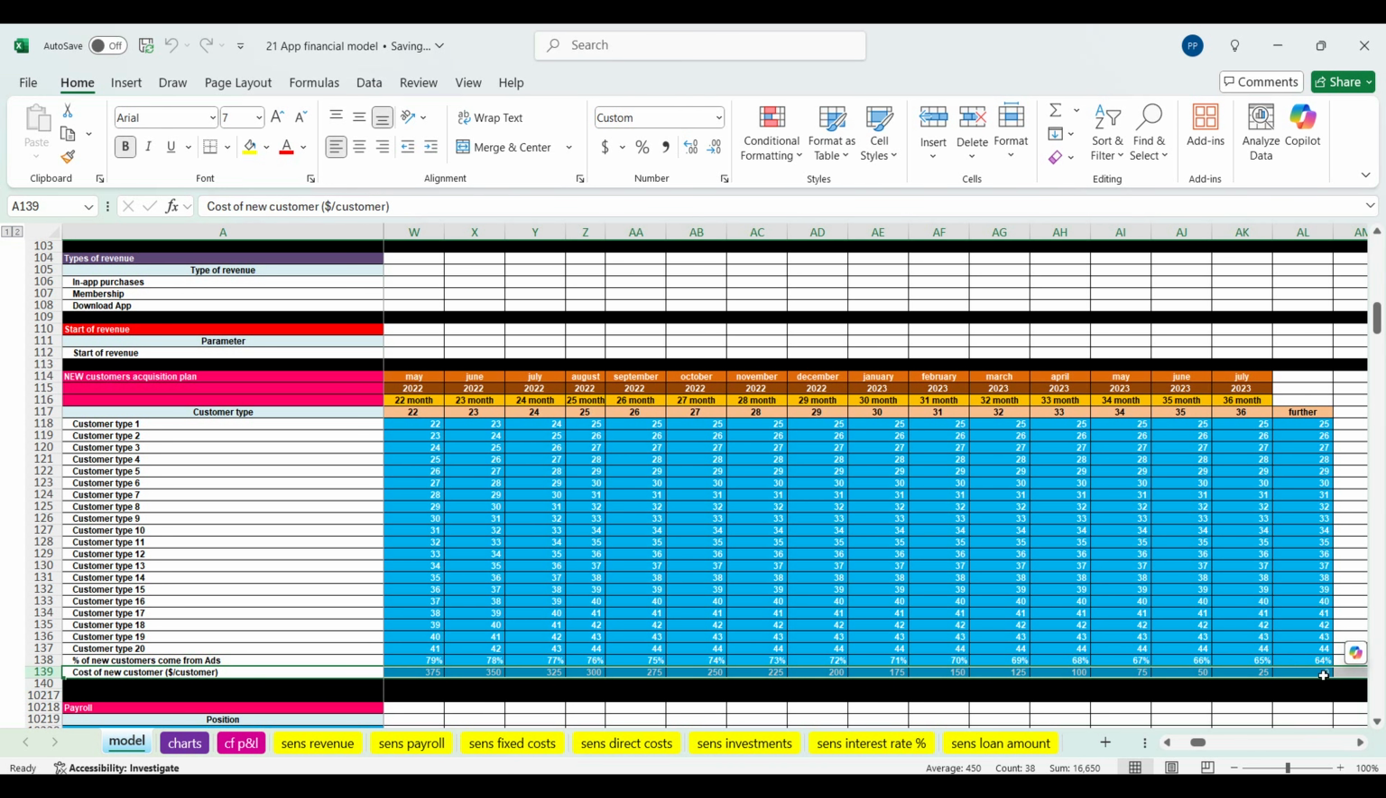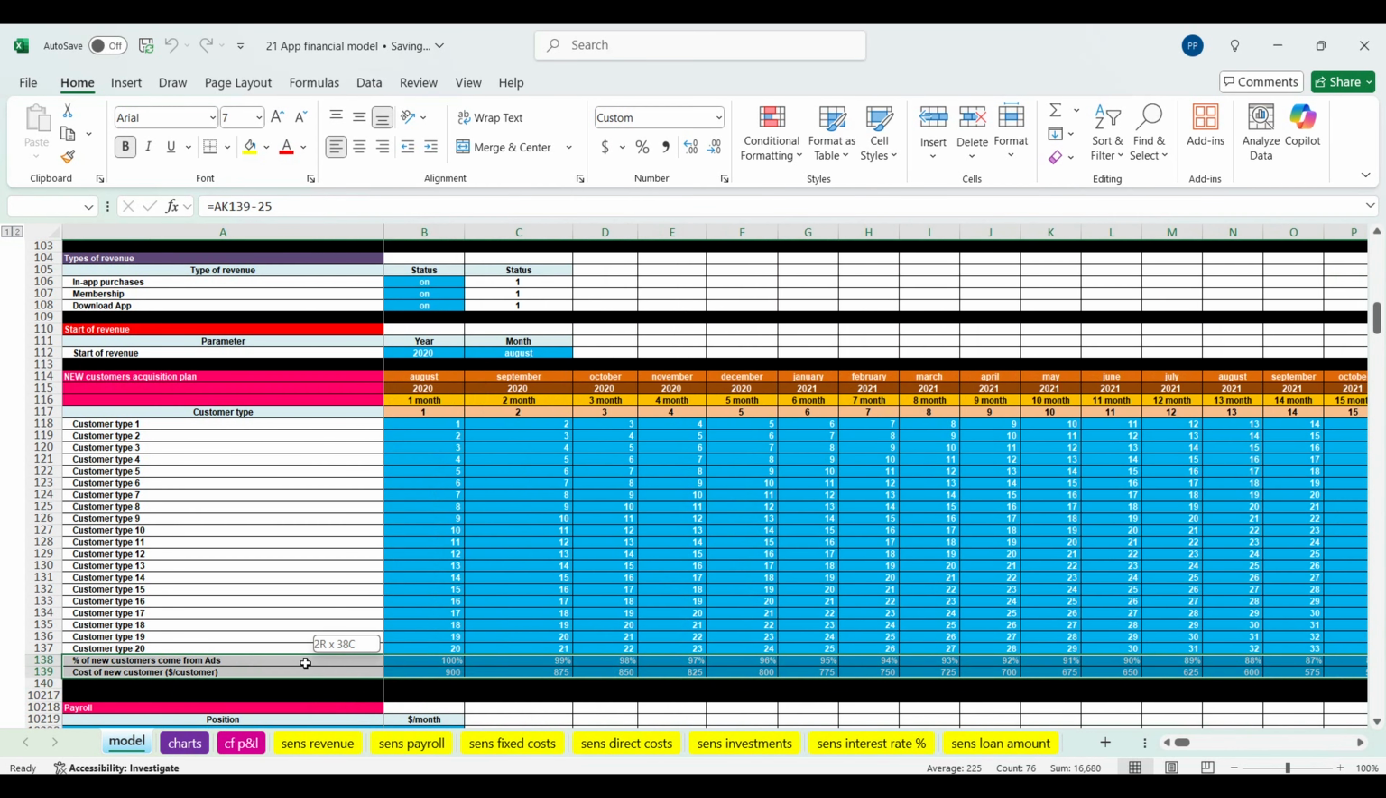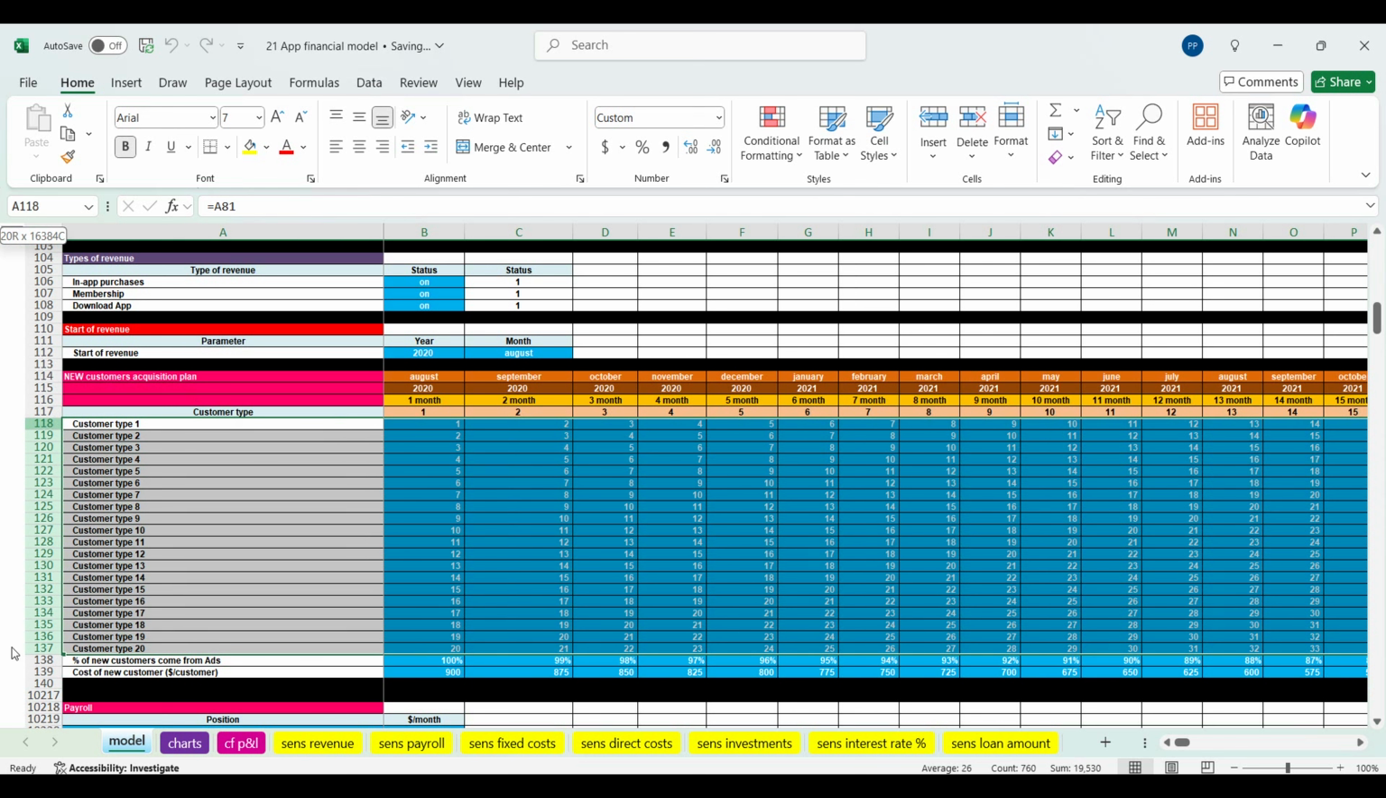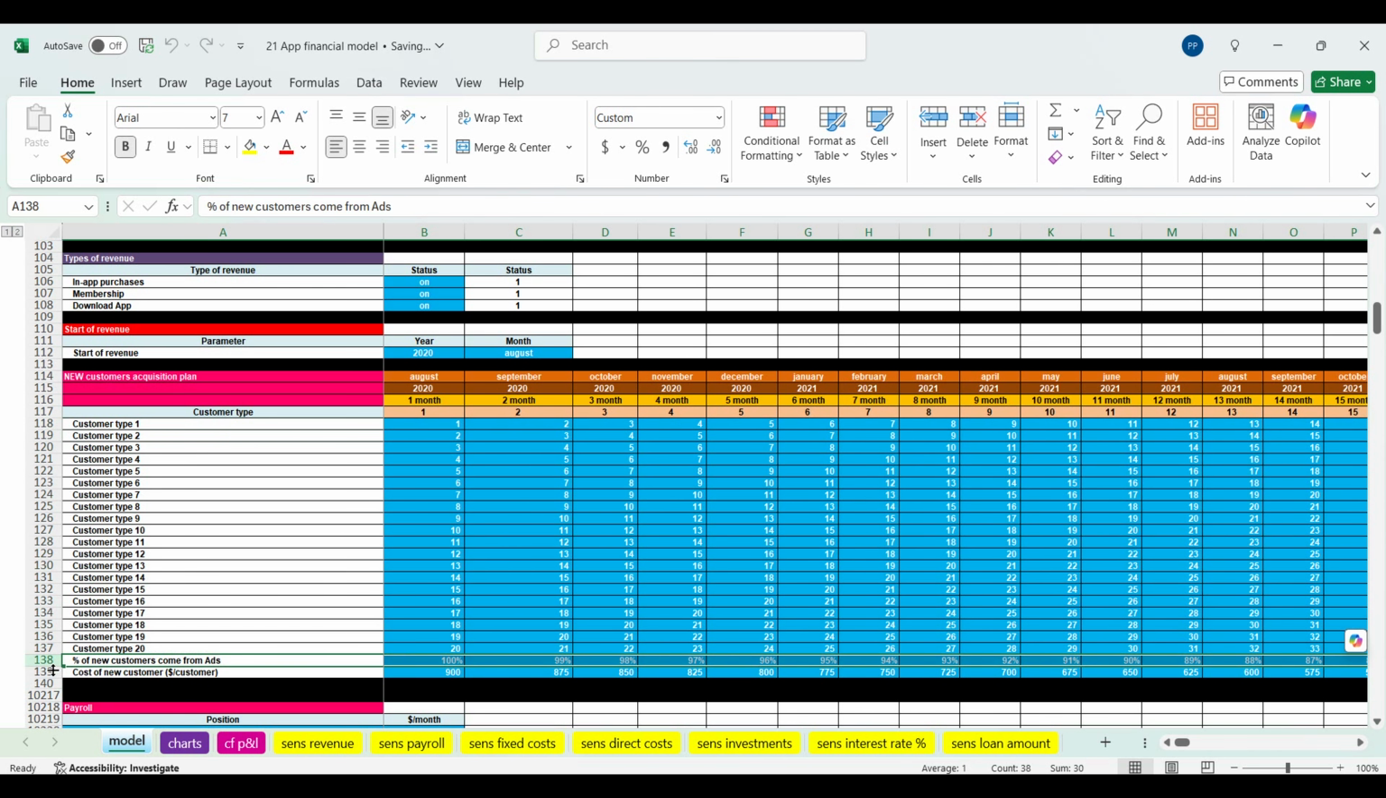And also these are direct costs, and they also affect the cash flow statement. These also affect the simple discounted payback period. So here we can specify the amount of new customers, and then we are specifying how many new customers come from the advertisement, and then we're specifying what is the cost of acquisition of every new customer that comes from the ads.